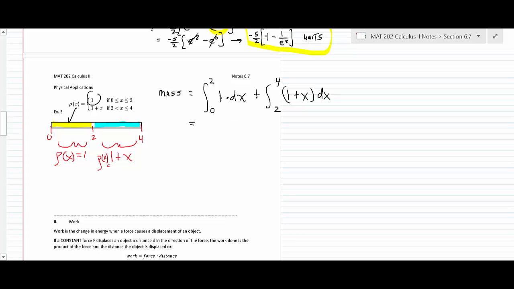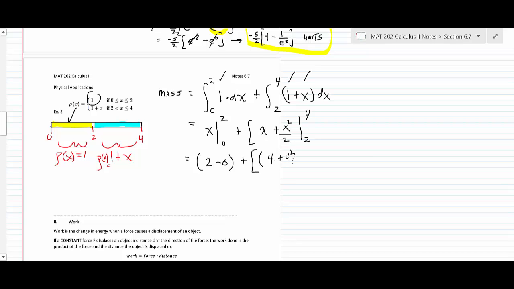So when we do this, the integral of 1 would just be x, and then we'd evaluate from 0 to 2. For the second integral, the integral of 1 would be x, and the integral of x would be x squared over 2, evaluated from 2 to 4 to get the final solution. So the first integral would be 2 minus 0. And then the second one would be 4 plus 4 squared over 2, minus 2 plus 2 squared over 2, like that. Then just work out the details of the arithmetic.